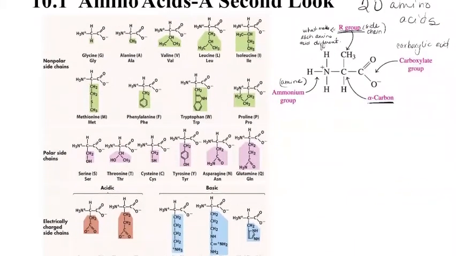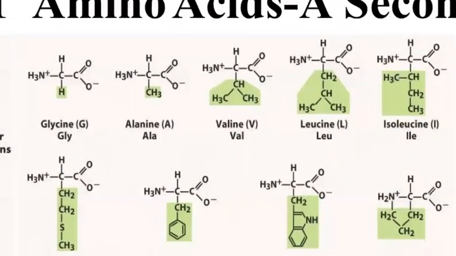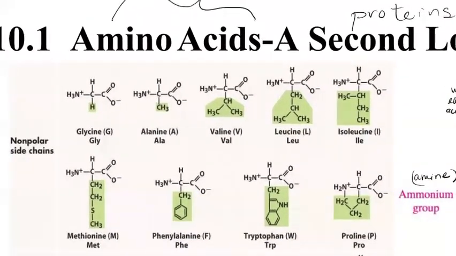So you can see here the structure of the 20 amino acids. These amino acids can be classified depending on the R group that they have in their structure. Now we're going to take a closer look at the R groups for each of the following 20 amino acids. Let's start with the amino acids that have an R group that is a non-polar chain.